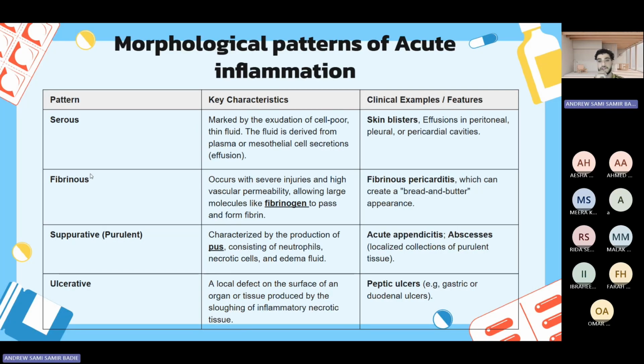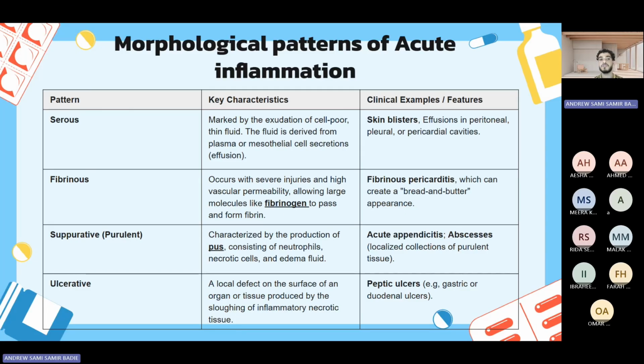Now, this is for your reference. I'm not going to read all of this, but we have types of morphological patterns of acute inflammation. First of all, we have the serous. Serous, you can tell from the name, is mostly watery. We see cell-poor fluid, and it's usually derived from plasma or mesothelial cells. Famous examples are skin blisters or effusions. For example, you have pericardial effusion. The pericardium of the heart has a lot of fluid in it.